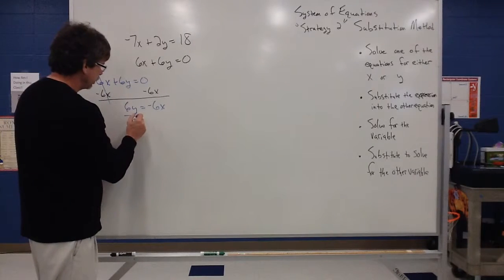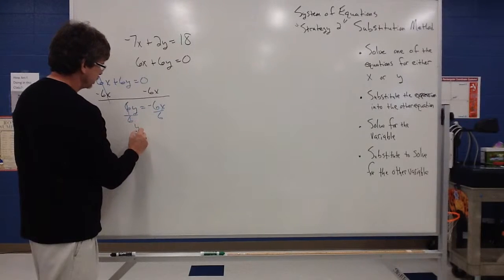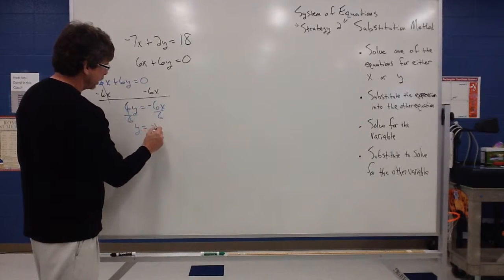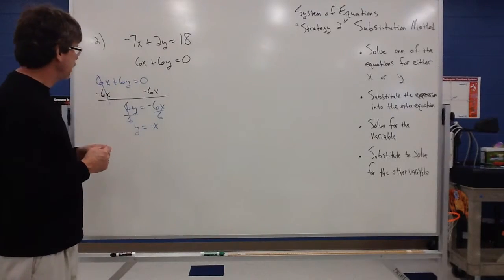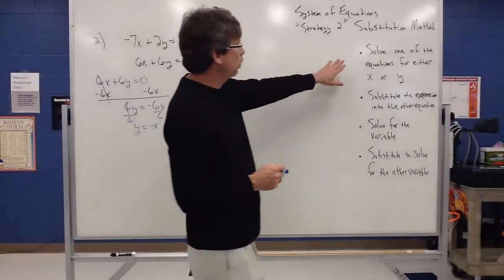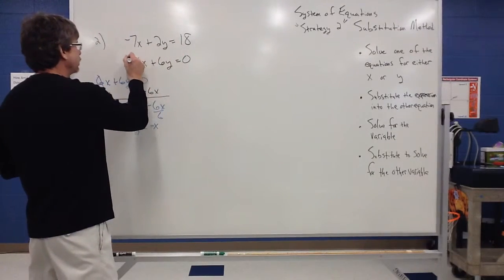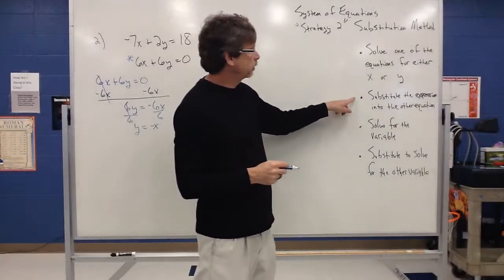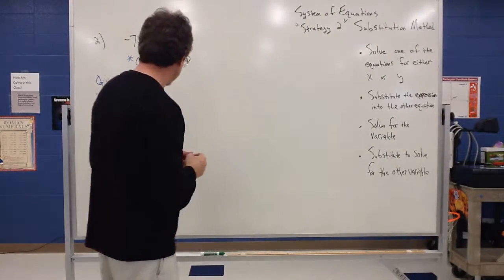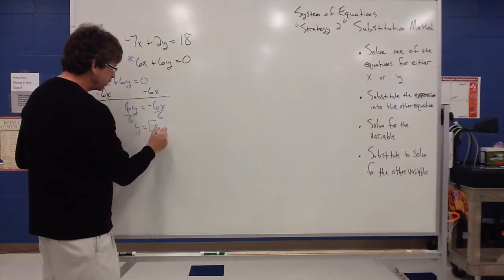And then I have to get rid of the 6, so I divide each side by 6. The 6's divide out, and over here, the 6's divide out, and I get y equals negative x. So now I've done my first step. I solved one of the equations for x or y. But notice how I solved this one. My next move is to substitute the expression into the other equation. So notice how y is equal to negative x.